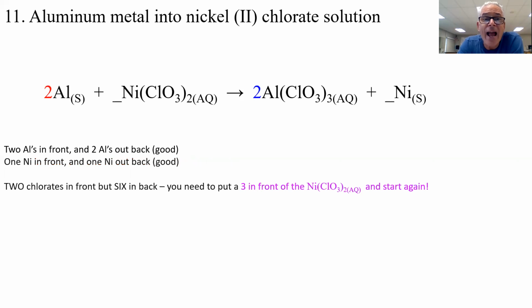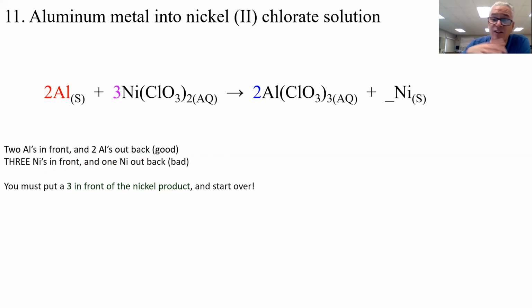Also good. I have 2 chlorates on the reactant side, but how many chlorates do I have on the product side? I have triple chlorate, but I have 2 of them. 2 times 3, I have 6 chlorates in the product. I have 2 chlorates in the front. I have 6 chlorates in the back. How am I going to get 6 chlorates on the reactant side? I'm going to have to put a 3 in front of the nickel chlorate so I can end up with 6 chlorates. So if I put a 3 there and I got to start all over again, there's 2 aluminums in the front, 2 aluminums in the back. Great. 3 nickels in the front, 1 nickel in the back. Not great.